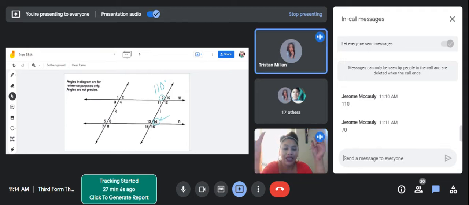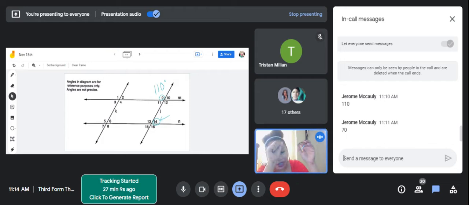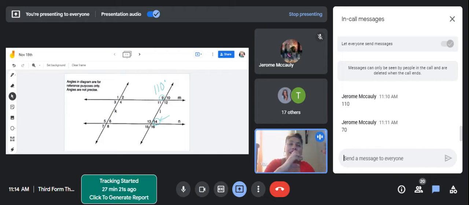We use the 180. Vertically angle. It's not vertical. We use the 180. Which one uses the 180? Think. Straight angle. Straight angle, very good. So it's a combination of alternating angles and straight angles. So in your reason, you're gonna put straight angle, comma, alternate angle. That is what you're gonna put in your reason, because it's a combination of both of them. Everybody understands? Yes, miss. Okay.